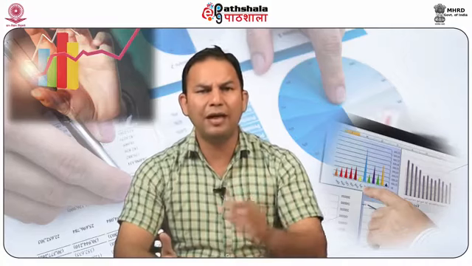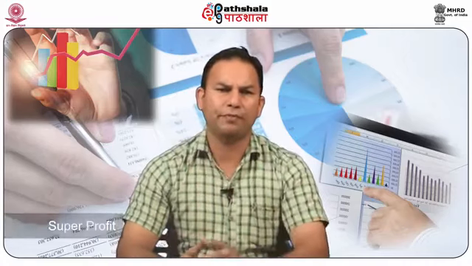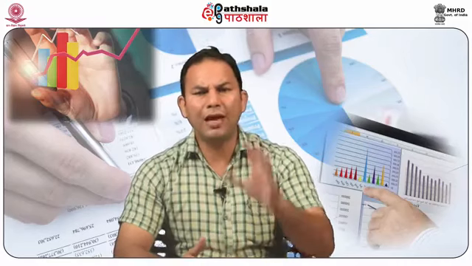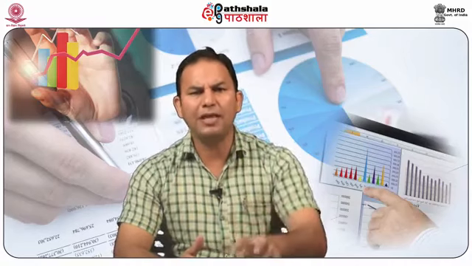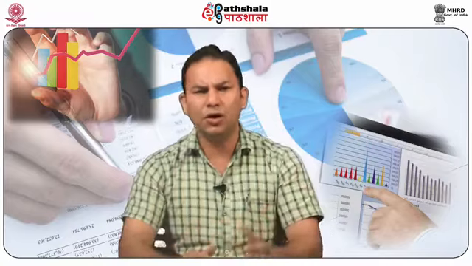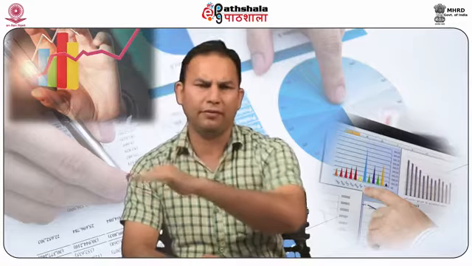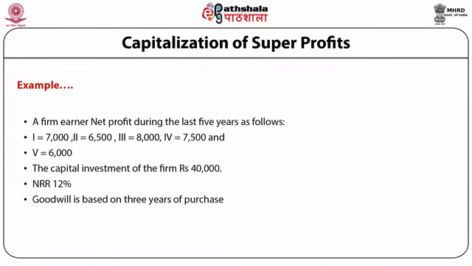Capitalization of super profits. The value of goodwill is taken to be an amount which, if invested at normal rate of return in business of similar nature, would give a yield equal to super profit. In other words, the value of goodwill is obtained by capitalizing the super profit on the basis of normal rate of return. The formula of goodwill under this method is super profit multiplied by 100 divided by normal rate of return. An example for calculating goodwill is given here.